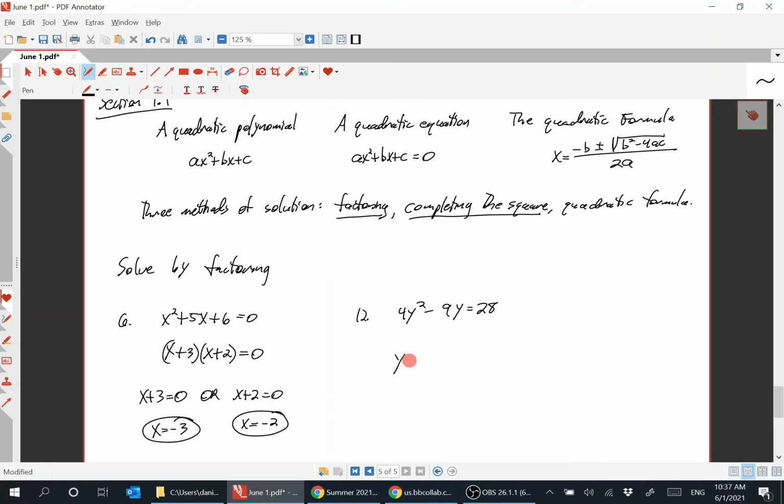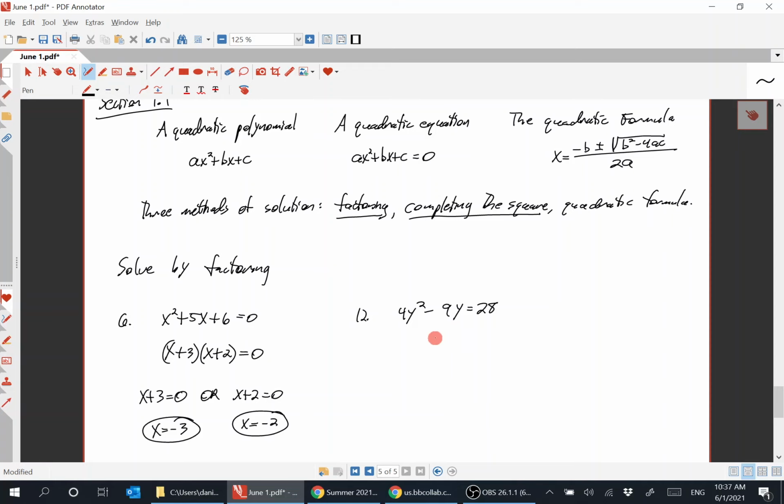So this one factors like this, like y times 4y minus 9 equals 28, but that doesn't mean anything. It doesn't mean y is equal to 28, or 4y minus 9 equals 28. That's meaningless. The only time you have that kind of meaning is when the product is 0. A times b equals 0 means a is 0 or b is 0. If you don't have 0 on the right, it doesn't work.